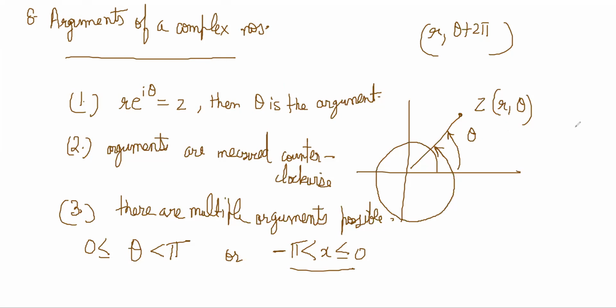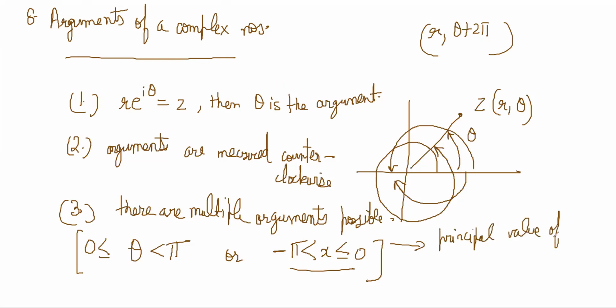What is the statement saying? It can be between 0 to 180, or you can start measuring from this side, minus something to minus 179, something like that. There are multiple arguments possible, but we'll only take arguments in this range, instead of 2 pi plus that. So this is called the principal value or main value of the argument.